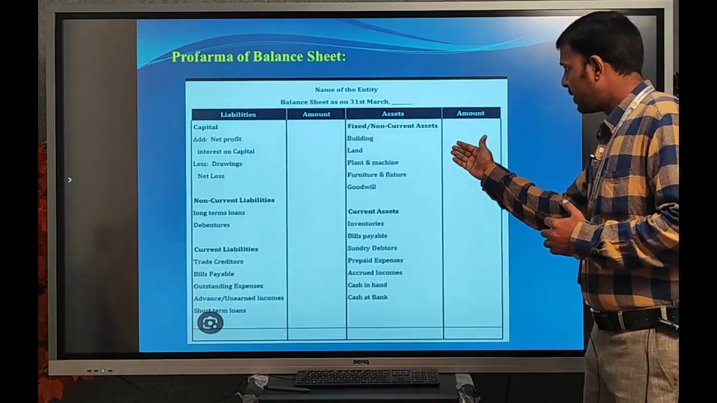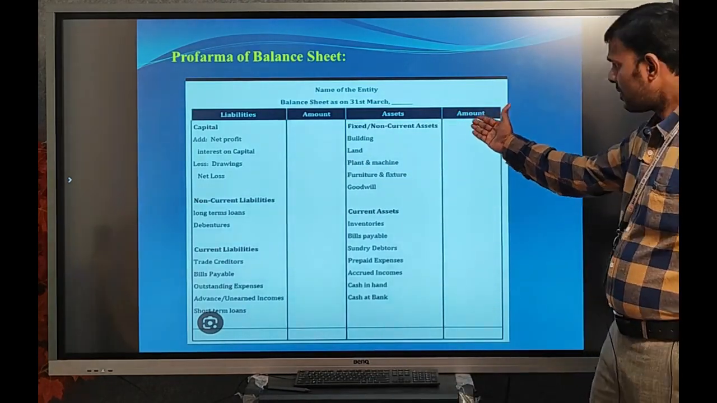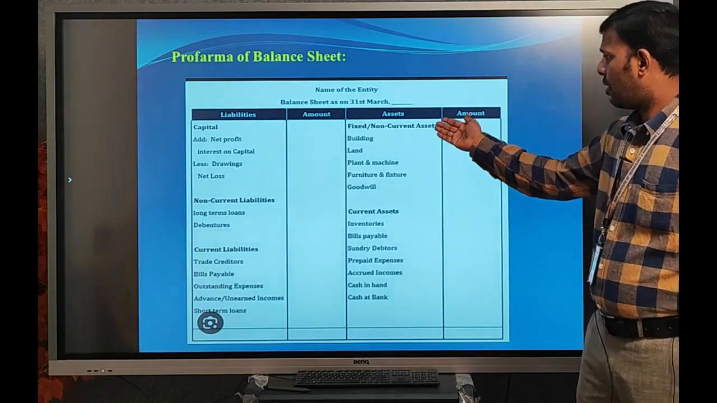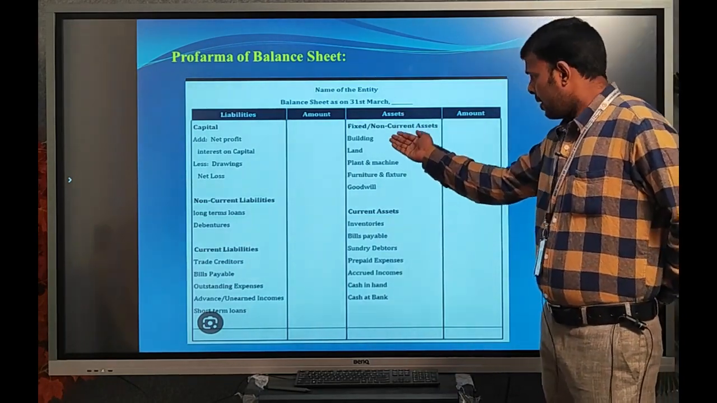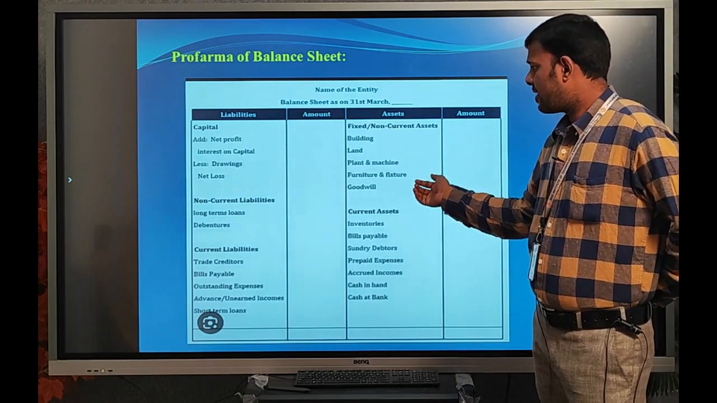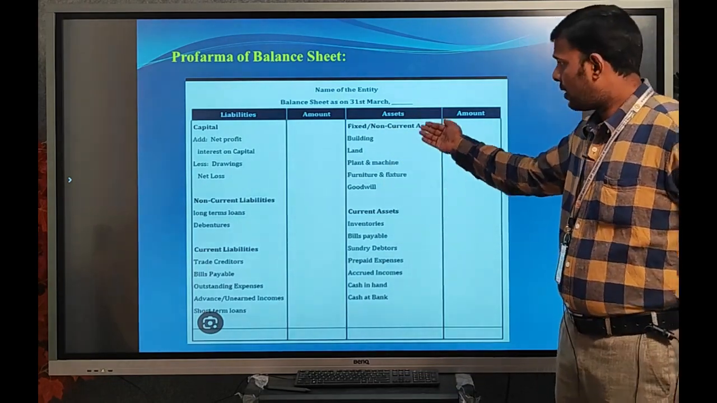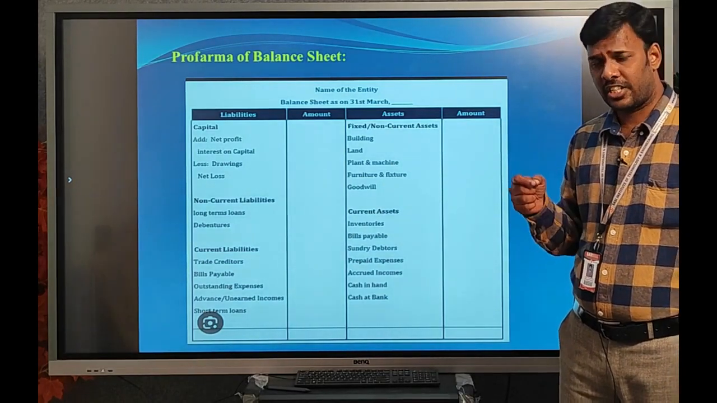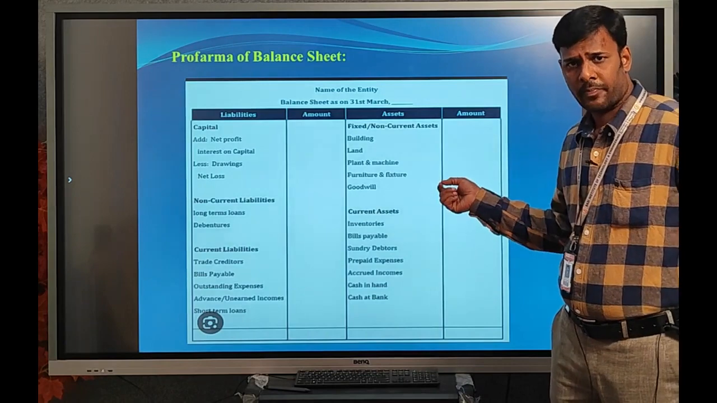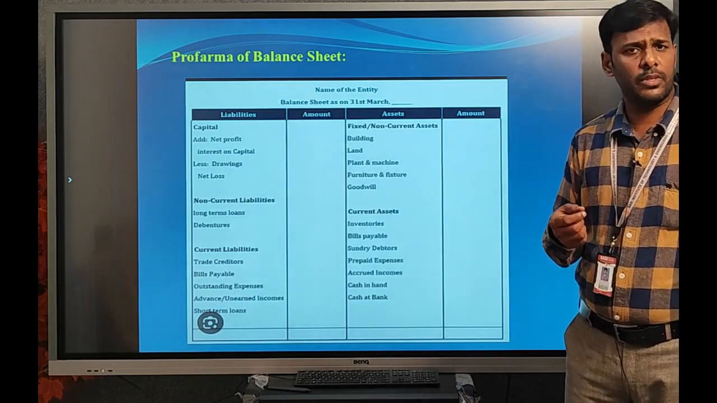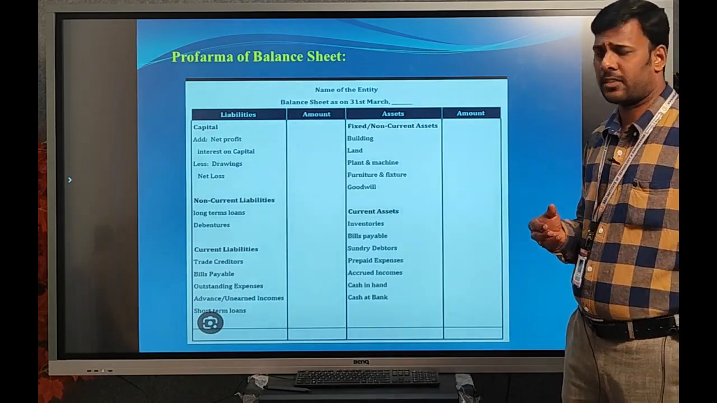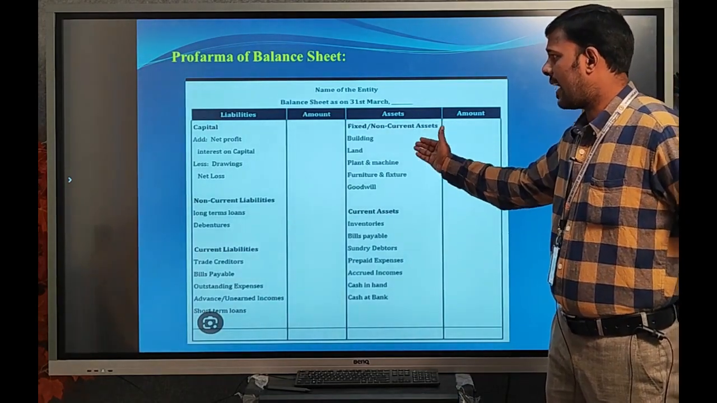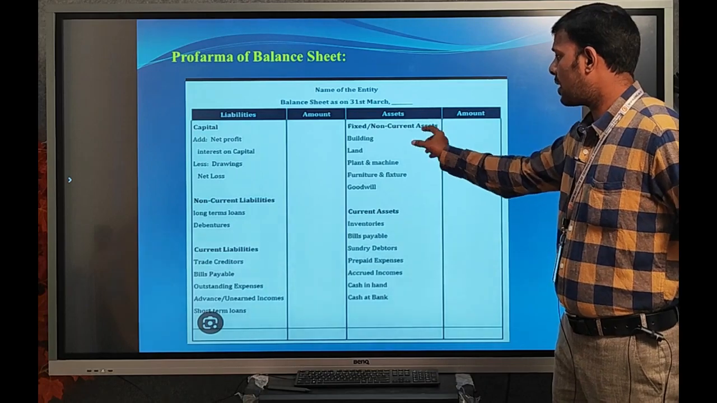And coming to the asset side, there are current assets and there are fixed assets, also called non-current assets. Building, land, plant and machinery, furniture, goodwill, these are all fixed assets. Fixed assets are those we cannot convert into cash easily. It may take 1 month, 2 months or 3 months, whatever it is, but we cannot easily convert these fixed assets into cash. That's why we call them non-current assets.